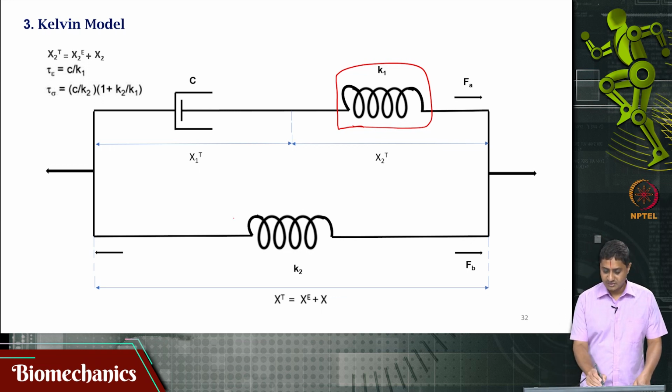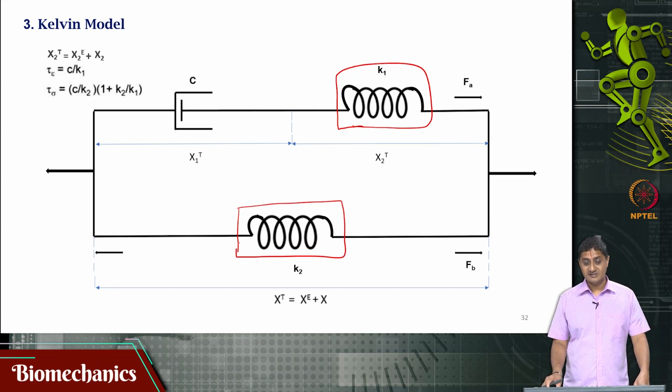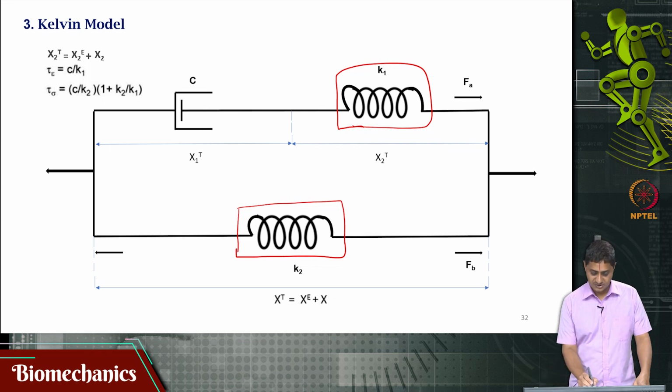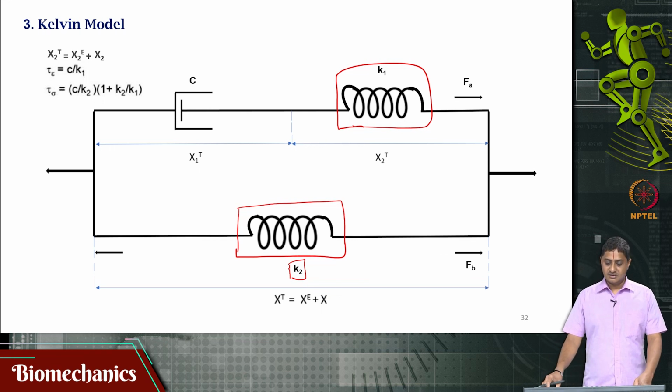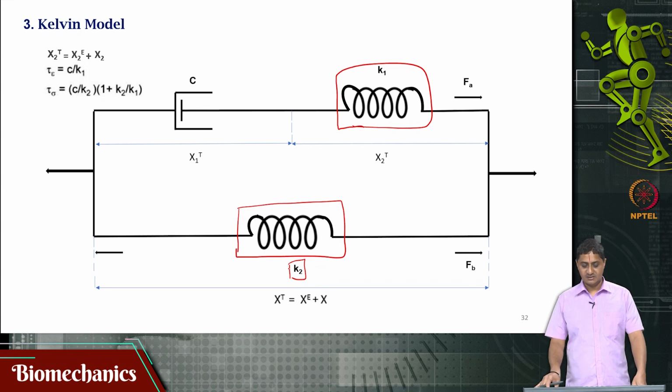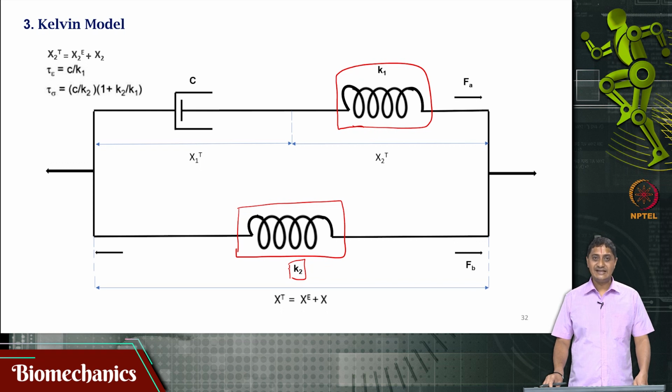And there is one more spring that is parallel to the dashpot, which I am going to call the parallel spring. This is parallel to the dashpot as in the Voigt model, and it has a different spring constant K2. Its spring constant is not K1, but rather K2. The combination of these together gives rise to this Kelvin model or the standard linear model.